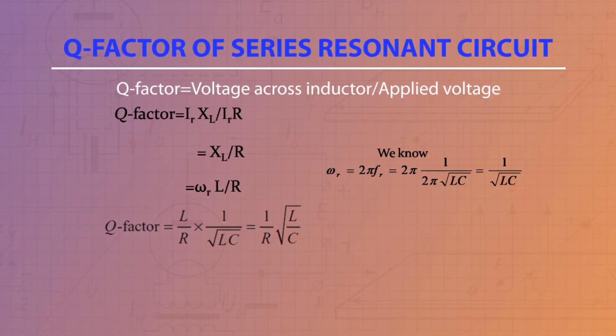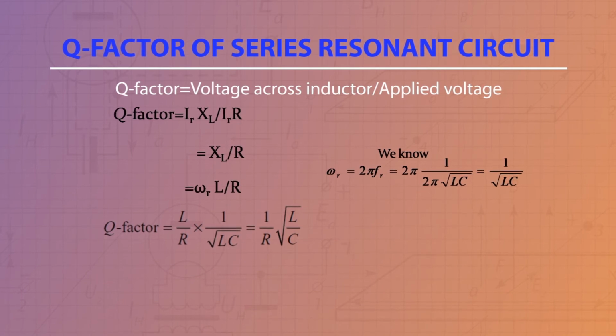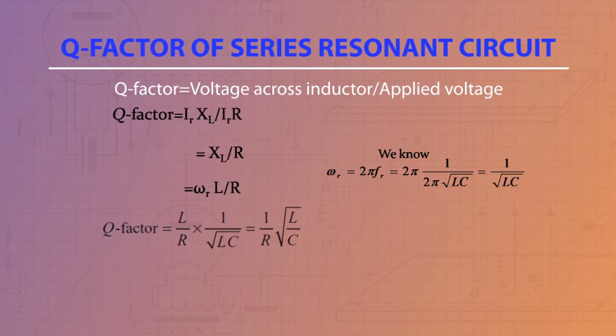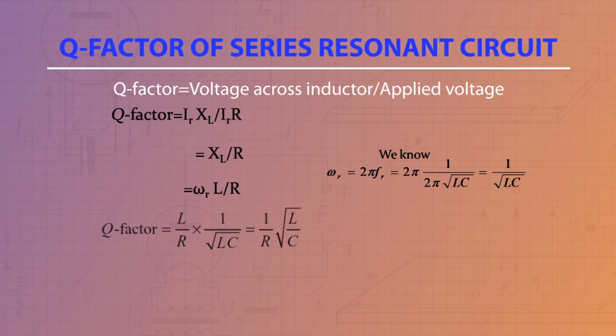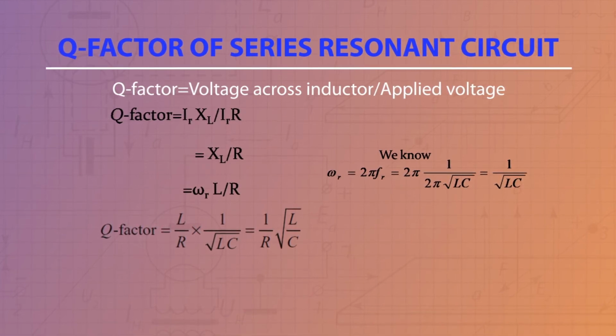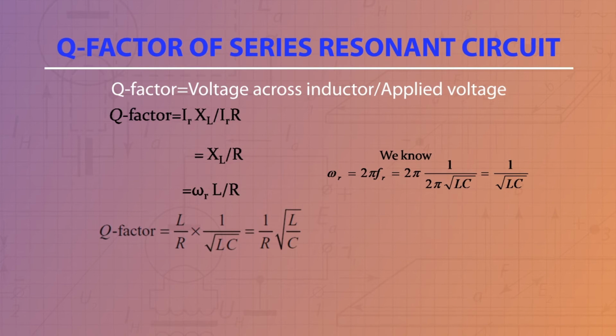So voltage across inductor is IR into XL. And what is the applied voltage? Applied voltage can be written as IR multiplied by capital R. So this IR in numerator and denominator will be cancelled out. So Q factor can be written as Q equal to XL upon R.